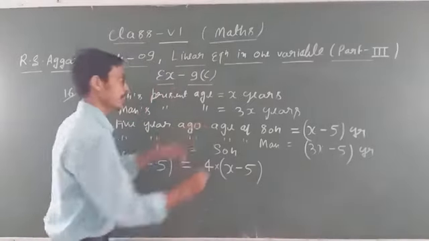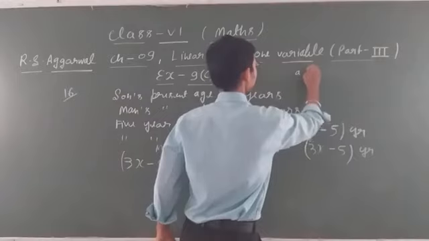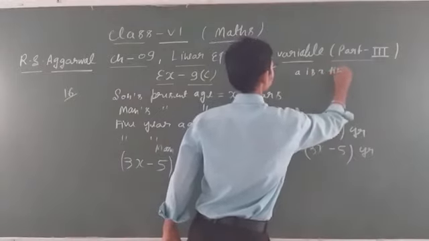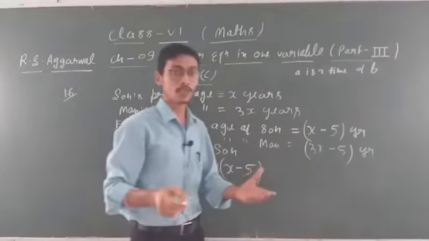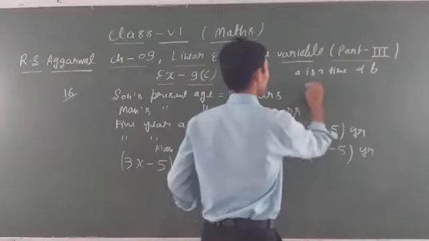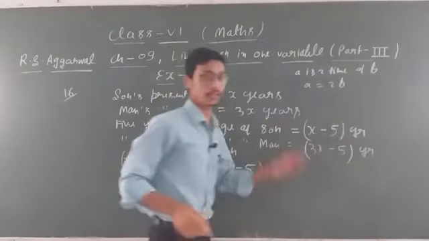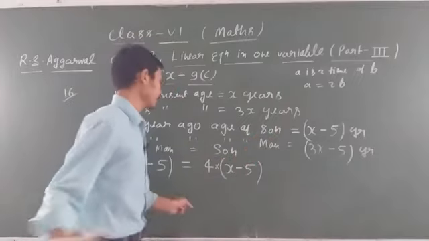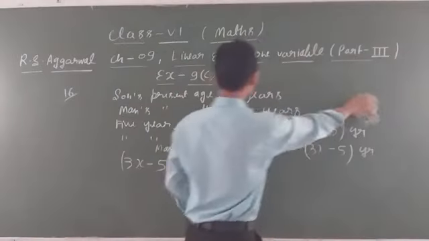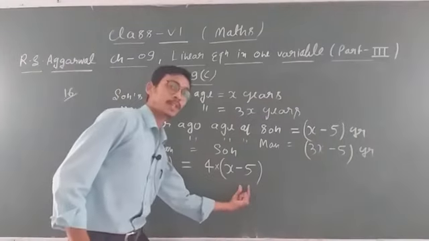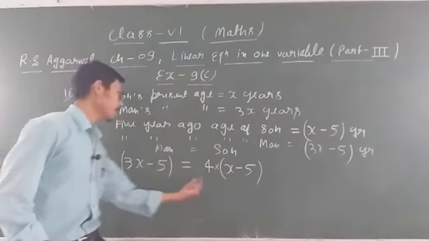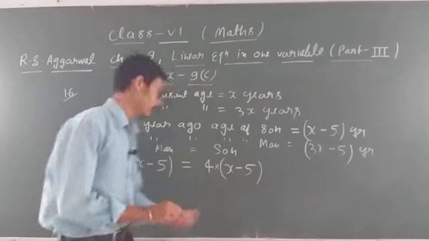Clear? Just say if I am writing a is 2 times of b. If a is 2 times of b, what can you write down? A equal to 2b. Clear? So like that, it is given 5 years ago age of man, 5 years ago age of son, and man is 4 times age of son. Now solve this.